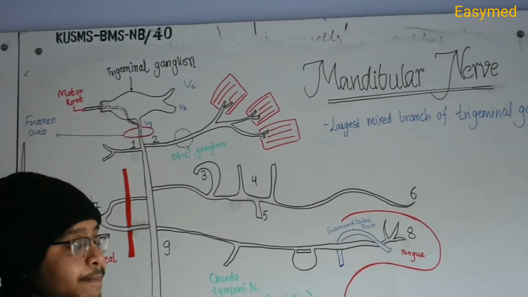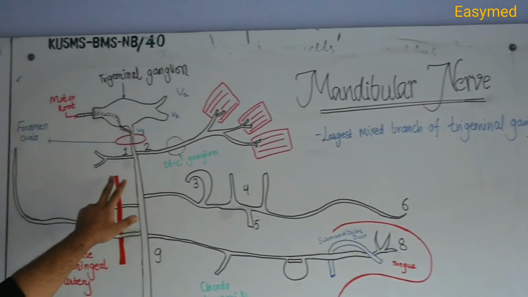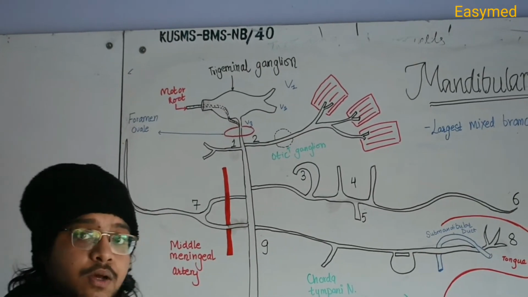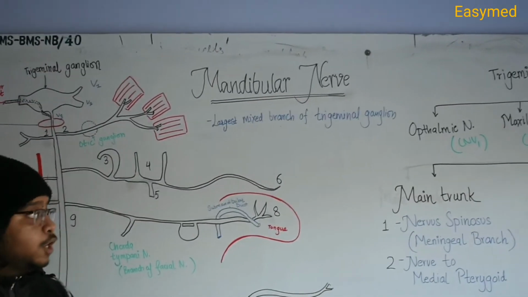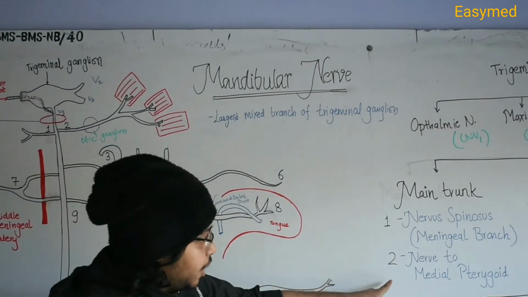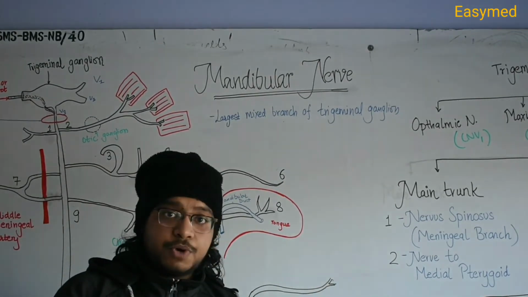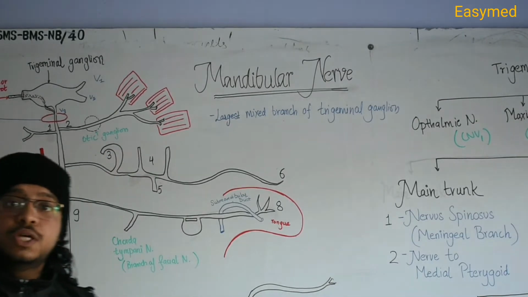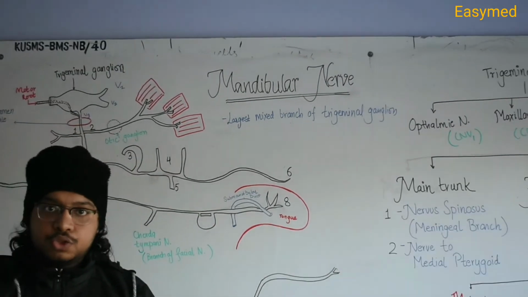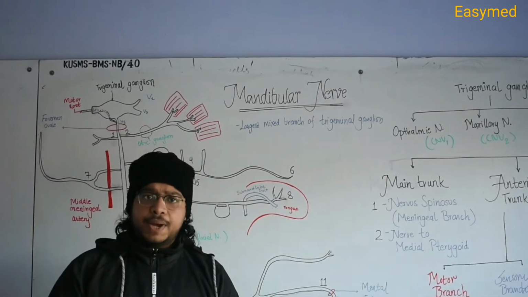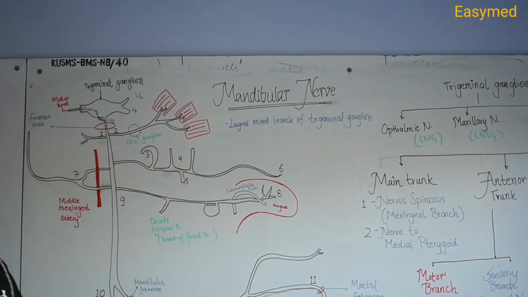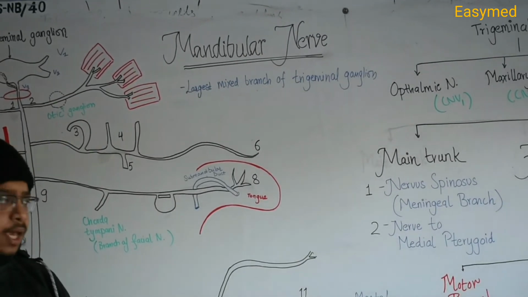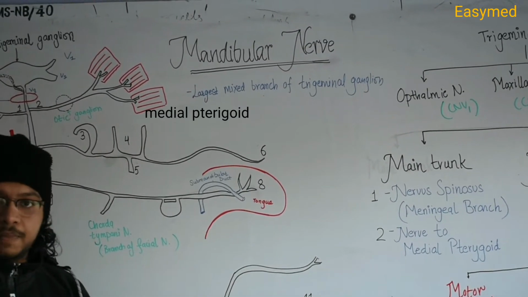Now let's see the main trunk. There are two branches of the main trunk. One is the nervus spinosus and second one is the nerve to medial pterygoid. This nervus spinosus branch goes into the cranium through the foramen spinosum and supplies the dura mater. And the nerve to medial pterygoid, as the name suggests, supplies the medial pterygoid muscle.